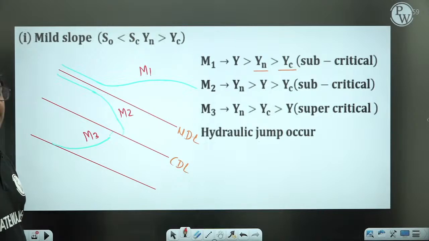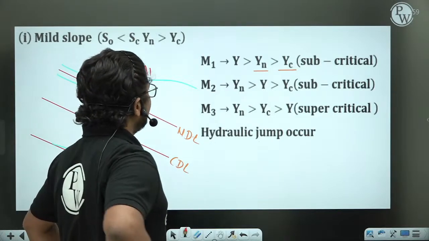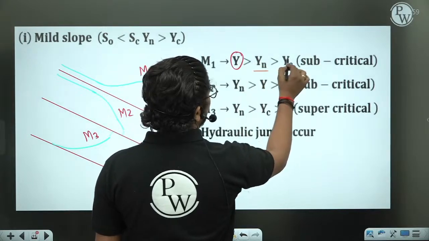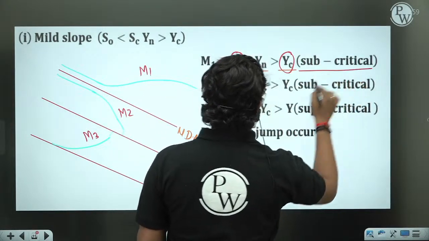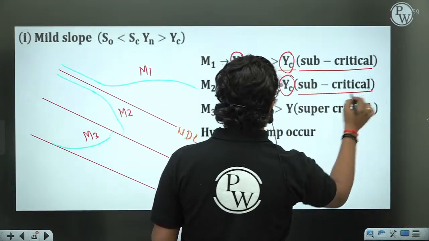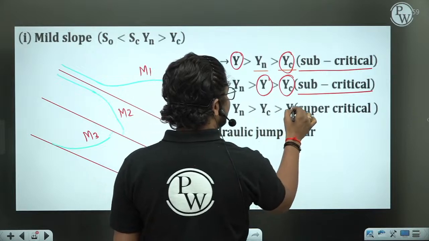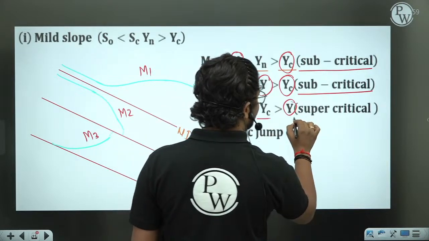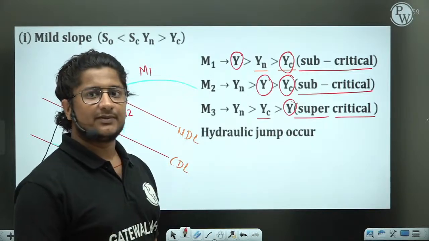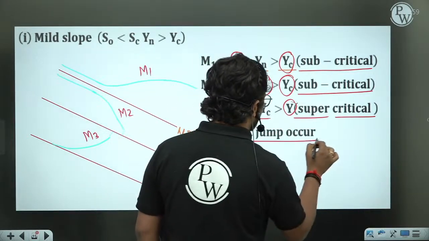Now if you understand, for M1, the depth is more than the critical depth, so it will be a subcritical flow. For M2, again the depth is more than the critical depth, so again it is a subcritical flow. For M3, the depth is less than the critical depth, so it will be a supercritical flow. And you know, whenever supercritical flow is there, it is an unstable flow, so a hydraulic jump will occur.